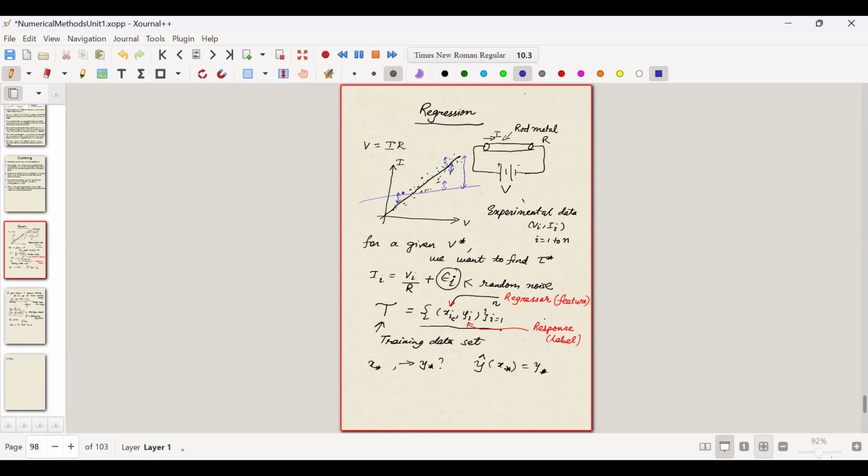Because the error is less. Error between the line and the given data points, the distance between them. That is the error, right? You got it. This is the actual value, the black point here, and this is the predicted one. So this is the error.